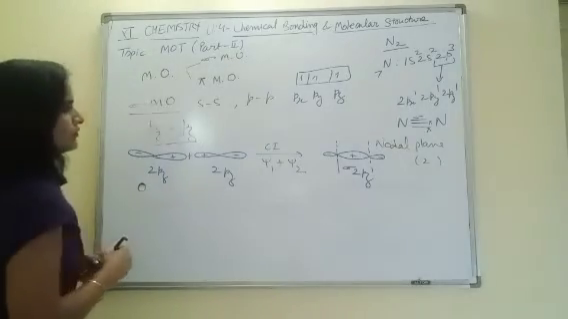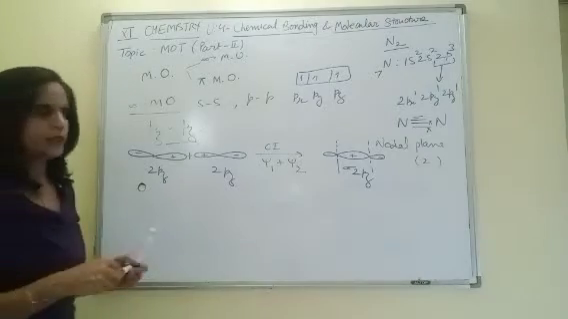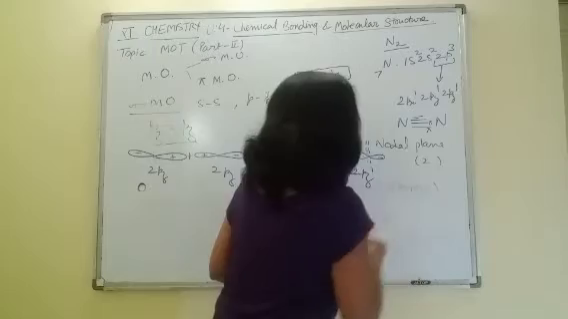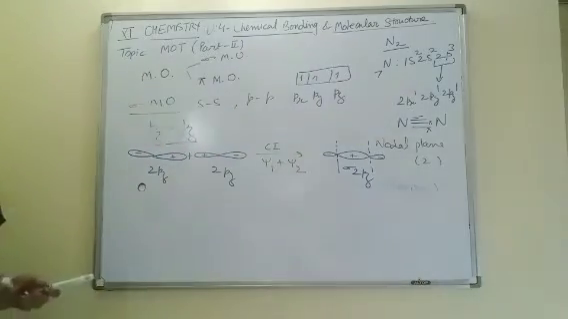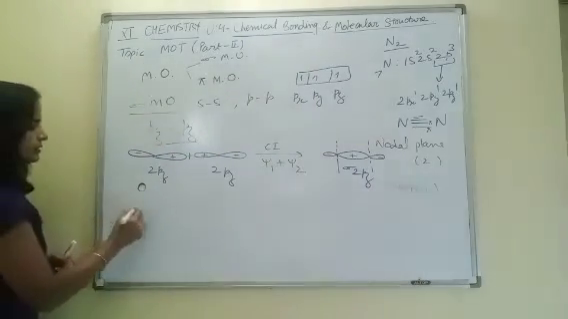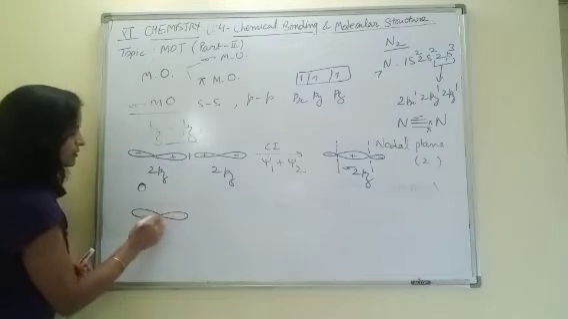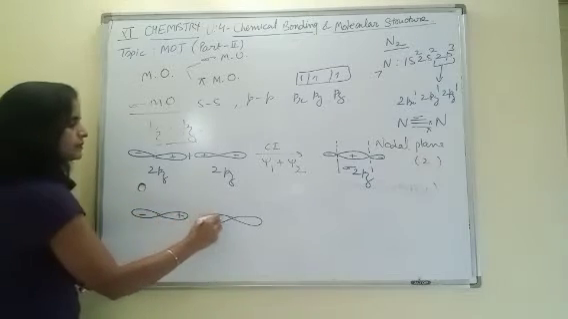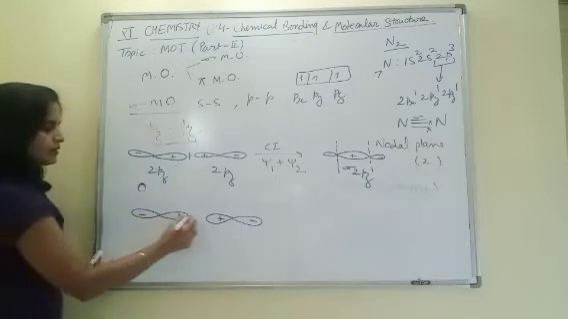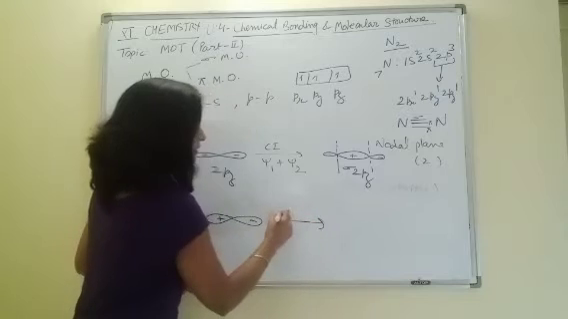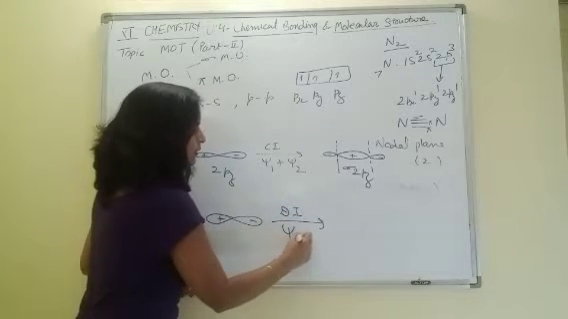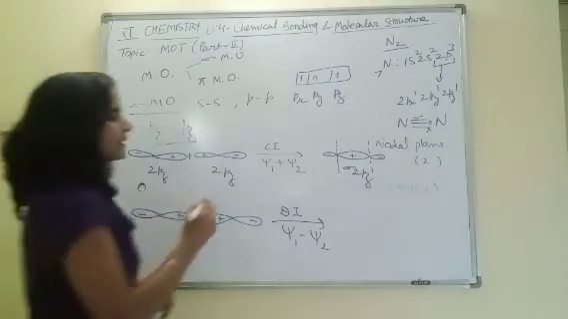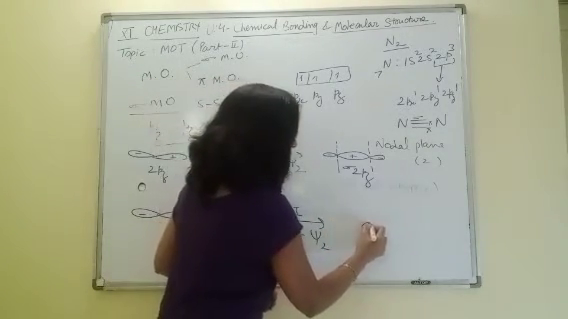Now, formation of the anti-bonding molecular orbital. The anti-bonding molecular orbital is formed by destructive interference, Xi1 minus Xi2. So, this is the representation of these molecular orbitals.